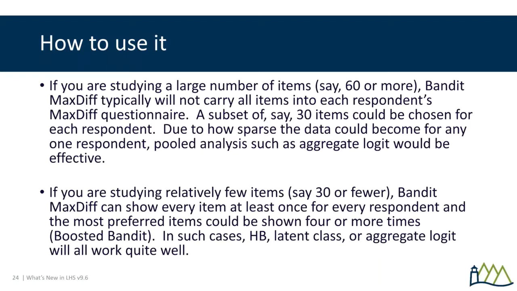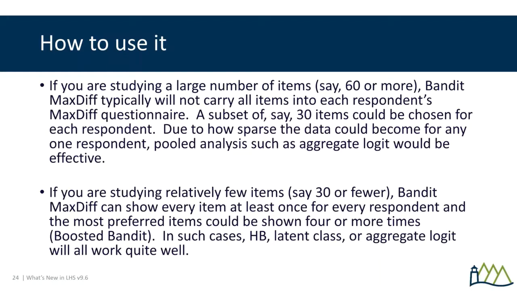So that speaks to the second bullet, in that you can actually also use Bandit if you have, say, 30 or fewer items. Because each item is going to be shown at least once for every respondent, and that's going to get us really good individual level estimates. So if you show every item, but in a bandit approach, you can still get good HB utilities. If you start to have more items than you would show every item to each respondent once, then you're probably more in a logit model than an HB model.